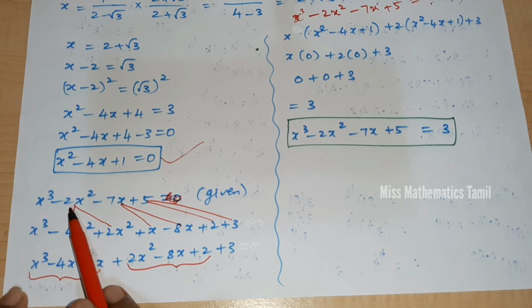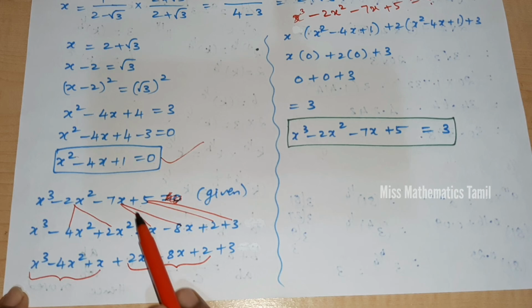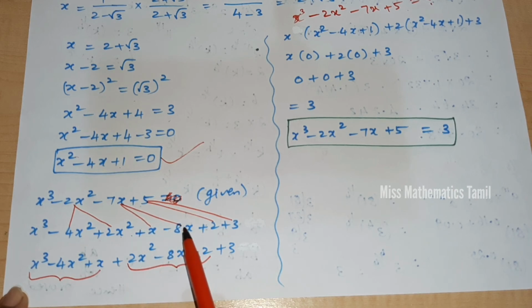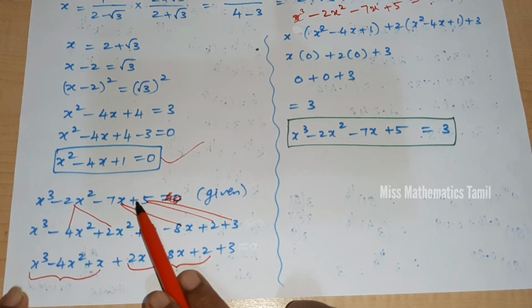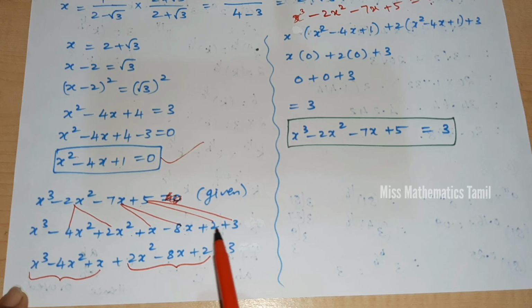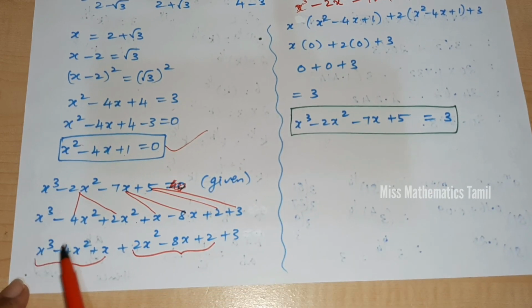So, I am doing minus 2x square. I am splitting minus 4x square plus 2x square. See, add these two. Again, we are getting minus 2x square. Okay, next step minus 7x. I am splitting plus x minus 8x. Again, minus 7x only. Okay, next plus 5. I am splitting plus 2 plus 3. See, add these two and we will get plus 5 only. Okay, again x cube minus 4x square and this x. Okay, I am arranging the terms.